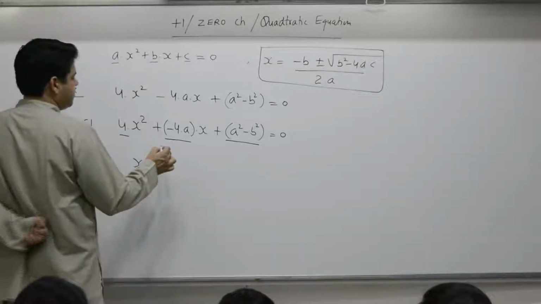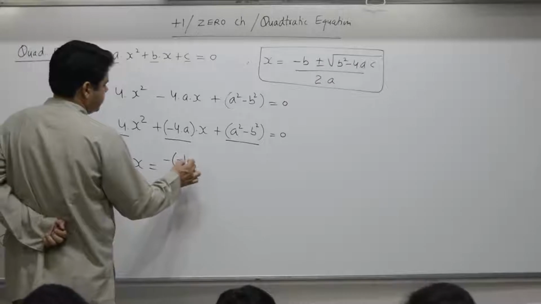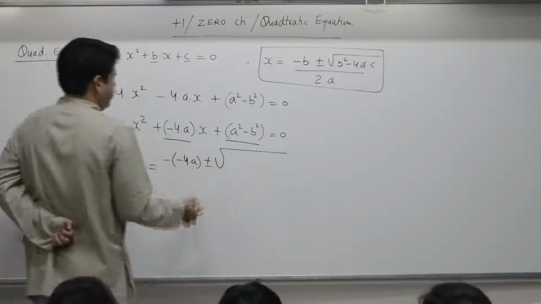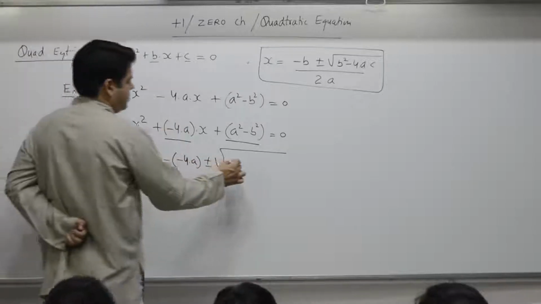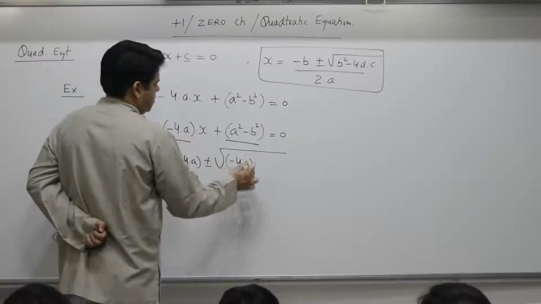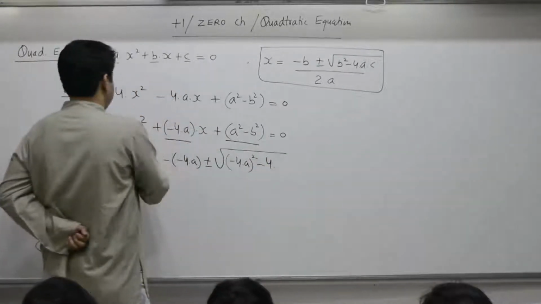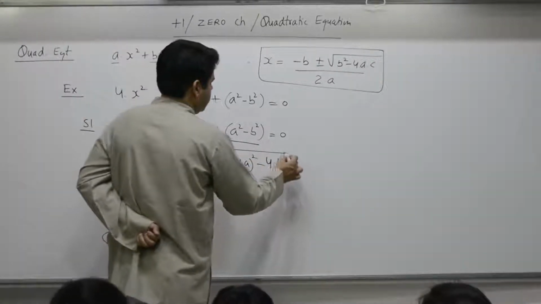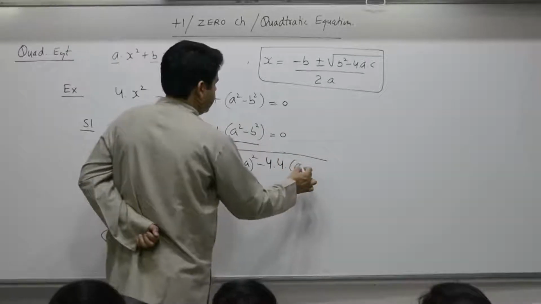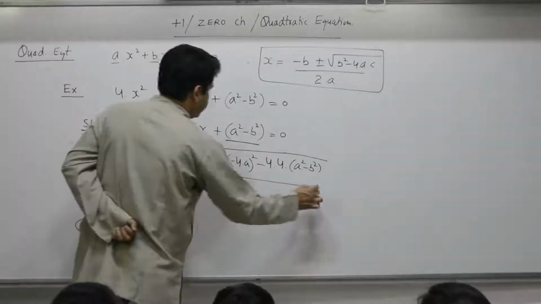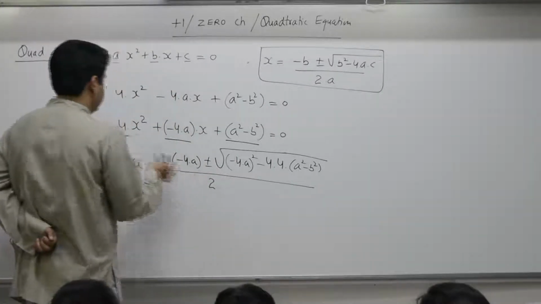X is equal to minus B plus minus root of B square minus 4AC, divided by 2A.